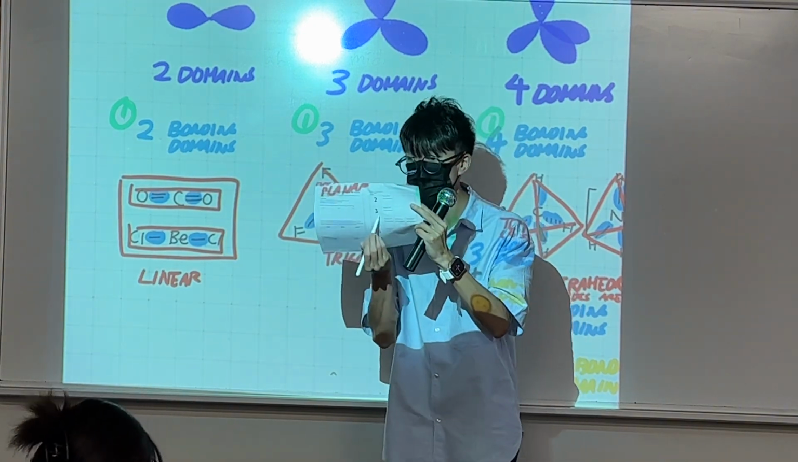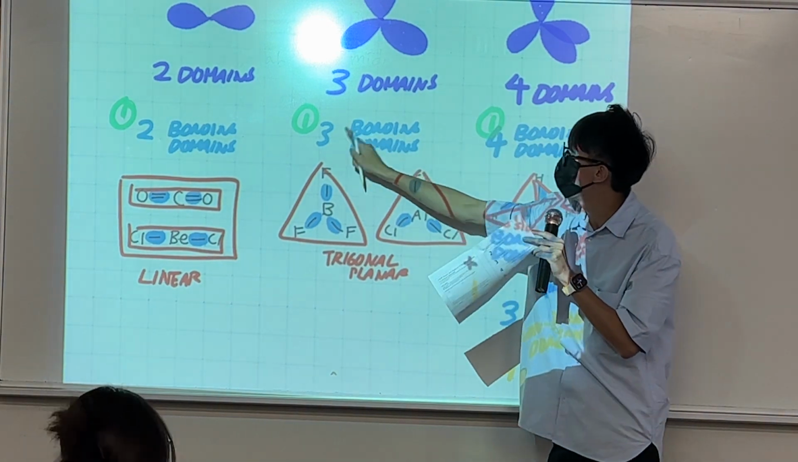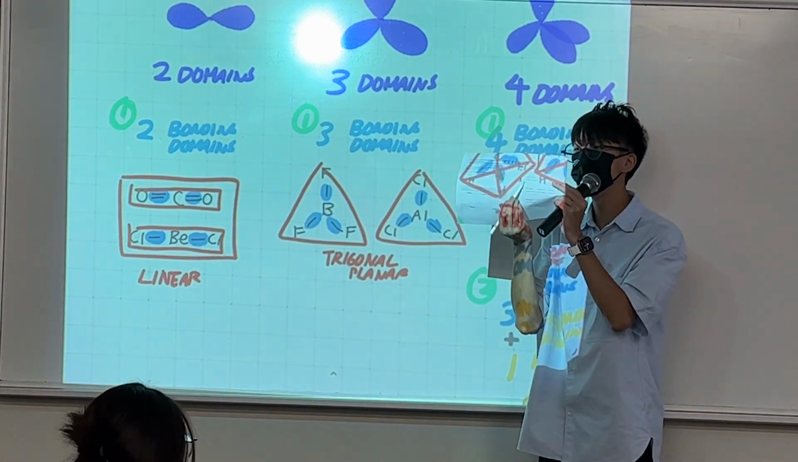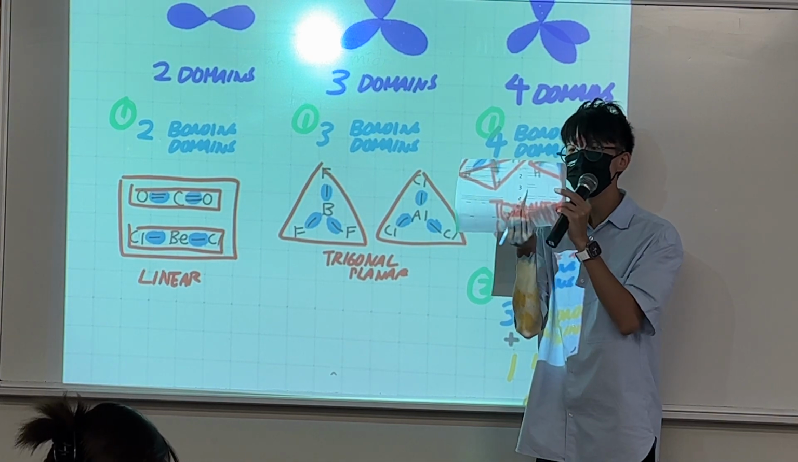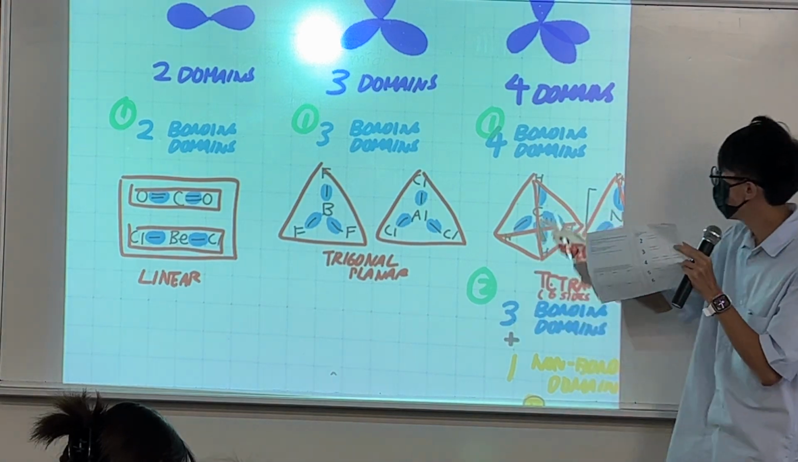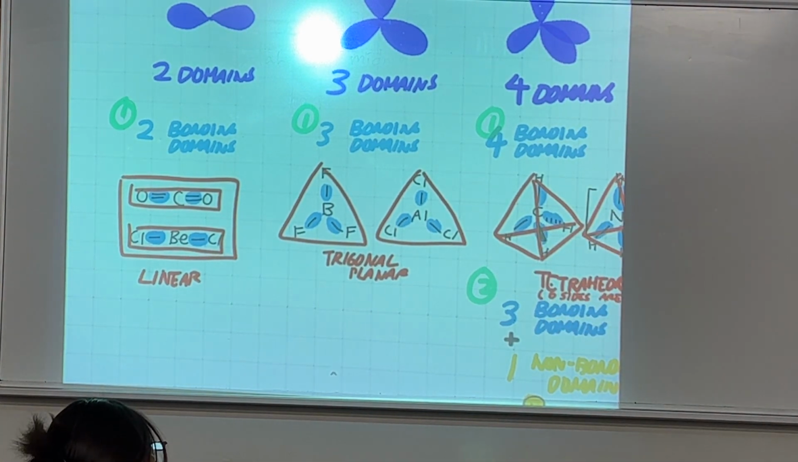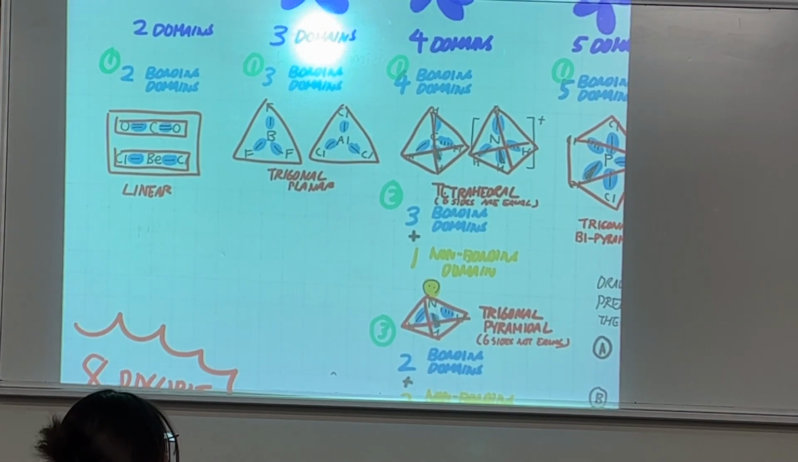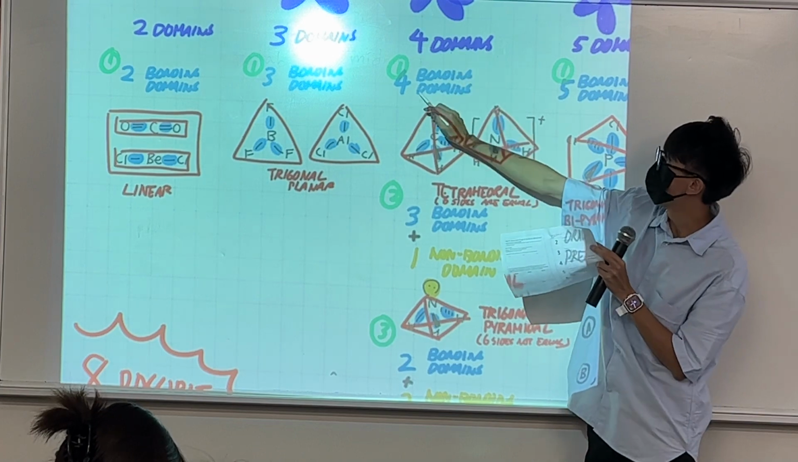For 3 domains, it can only all be bonding domains. So we put 3 bonding domains and 0 non-bonding domains here. But starting with 4, we have some variations. 4 domains are interesting because they have 3 possibilities. The 3 possibilities are, they can all be bonding domains. So of the 4 domains, they can all be bonding domains.